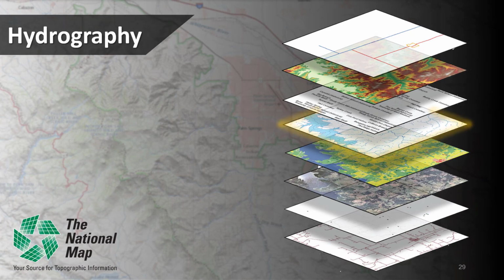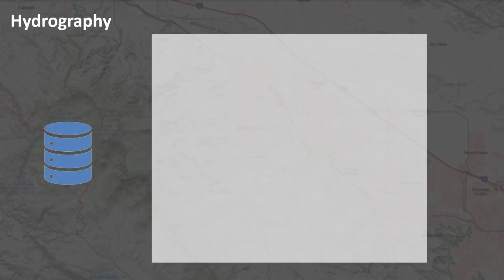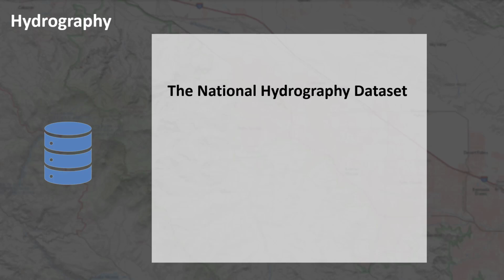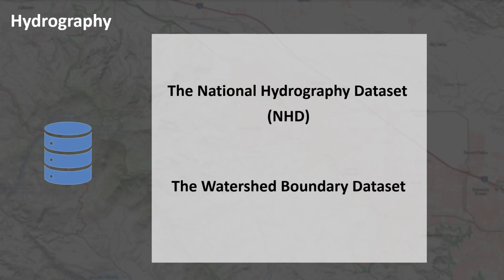Hydrography. The hydrography layer of the national map includes the National Hydrography Dataset, referred to as NHD, as well as the Watershed Boundary Dataset, known as WBD. The NHD and WBD are also NGDA datasets under the Water Inland theme, co-led by the USGS.